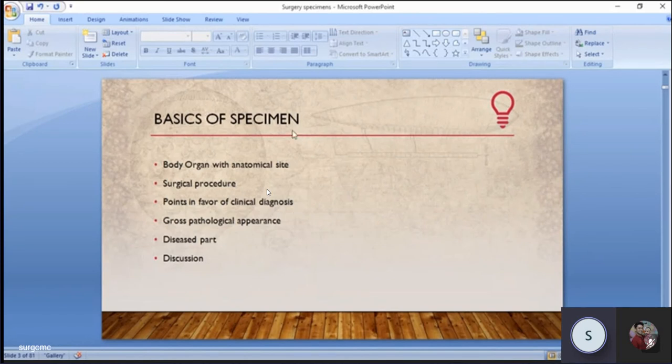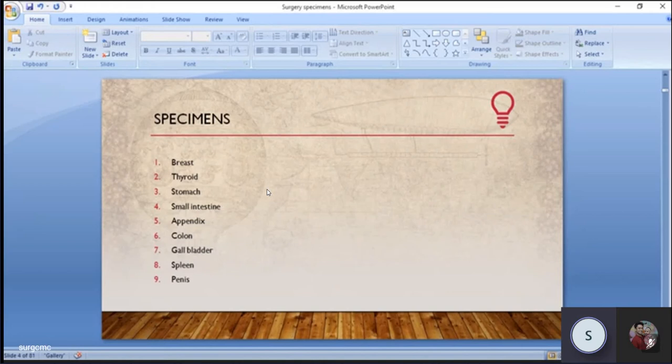So in that specimen, the main thing is to identify what is the part, what is the disease part, what is the gross pathological appearance, what surgery has been done, and the major parts come under discussion. So 60 to 70 percent of the specimen comes under the discussion. Only 30% is diagnosing the specimen, disease and surgical procedure. All other parts, the 70% of specimen discussion, comes for your marks.